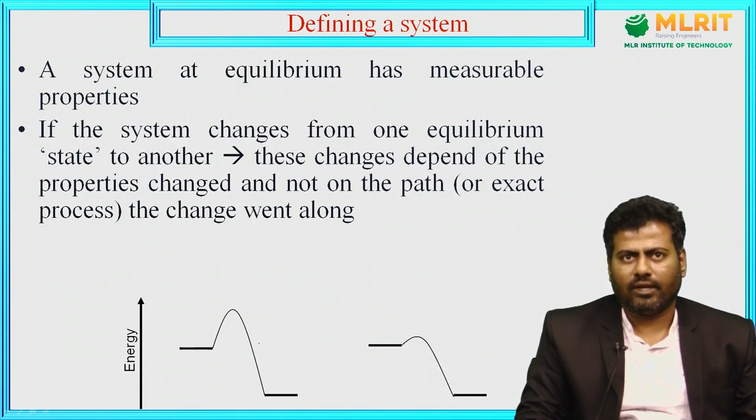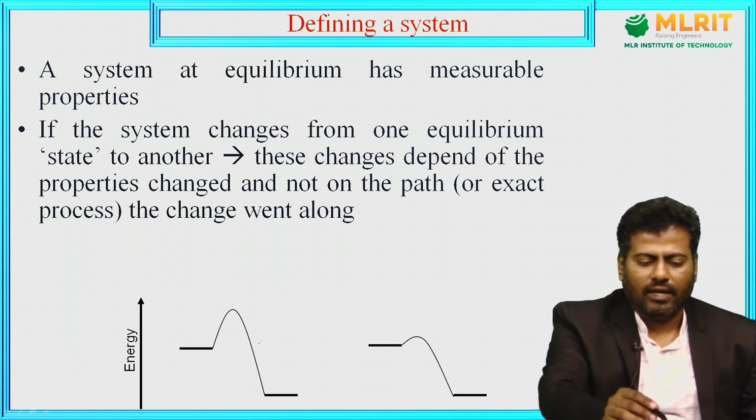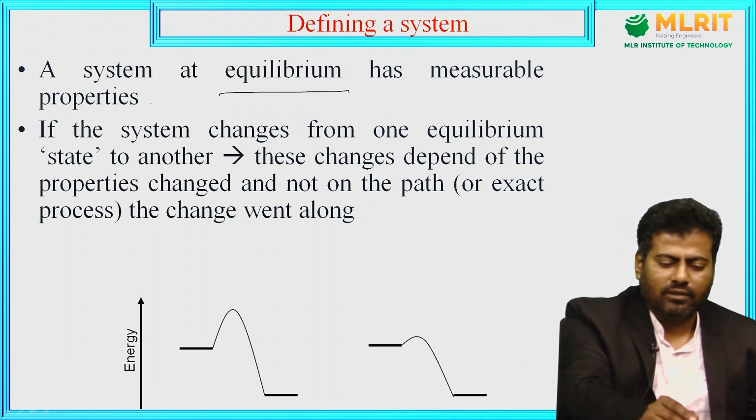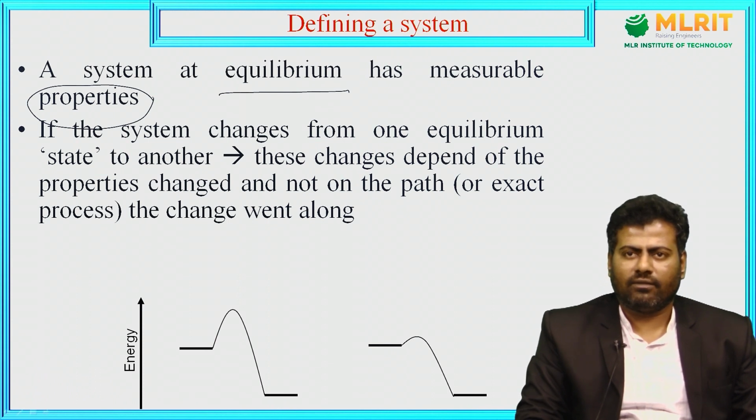Now I have picked the system, right? And in which way am I supposed to define a system, with respect to which thermodynamic properties? For that I am supposed to know the equilibrium conditions. After that we will discuss the terminology. Listen here. For defining a system, a system at equilibrium has measurable properties, right? Measurable thermodynamic properties. What thermodynamic properties do we have? We have pressure, temperature, volume. So these all come under thermodynamic properties.